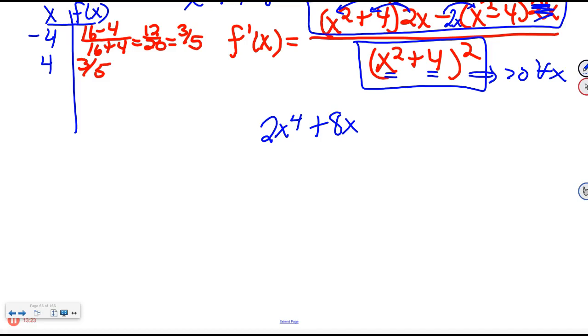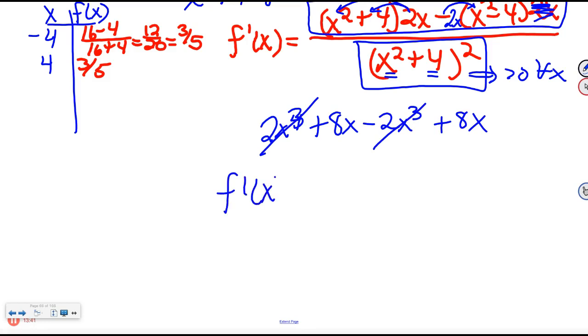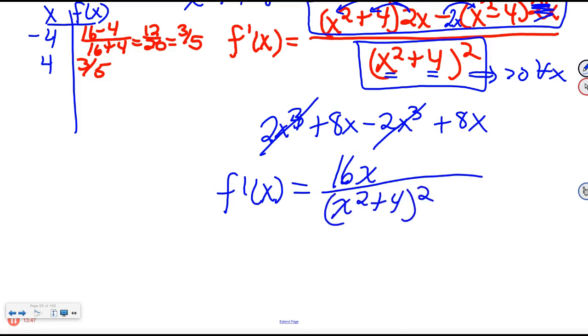So, sorry, that's 2x to the 3rd. And then I have a minus 2x to the 3rd, and then it looks like a plus 8x. That's my numerator. I need to know where that's equal to 0. So the numerator of my derivative, if I were to rewrite my derivative, it's actually 16x over (x squared plus 4) quantity squared. My critical values occur where the derivative equals 0, meaning the numerator equals 0.